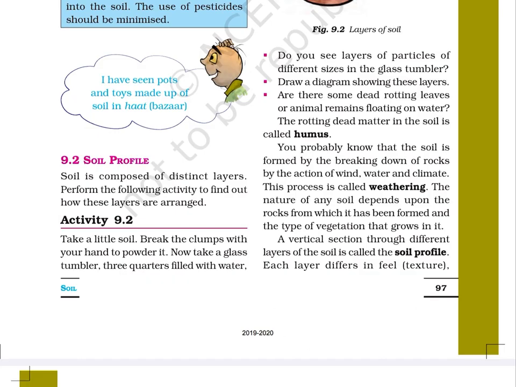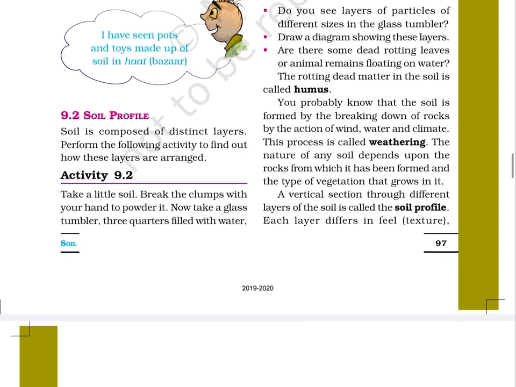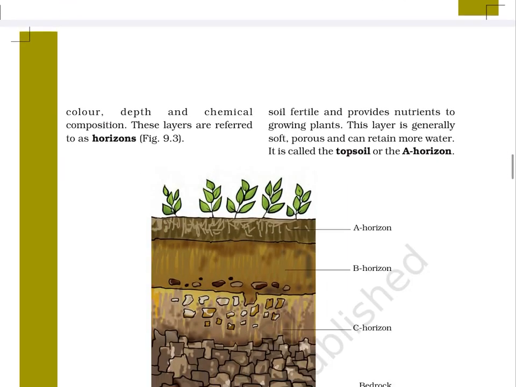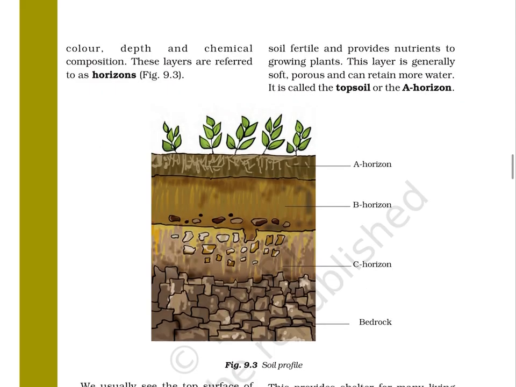The nature of any soil depends upon the rocks from which it has been formed and the type of vegetation that grows in it. A vertical section through different layers of the soil is called the soil profile. Each layer differs in feel or texture, color, depth, and chemical compositions. These layers are referred to as horizons. You can observe them in figure 9.3. Page 98.